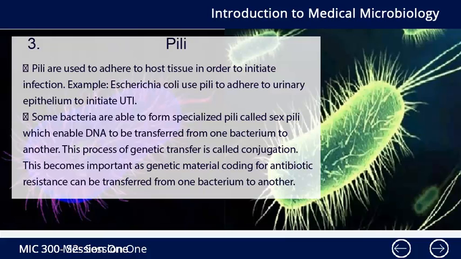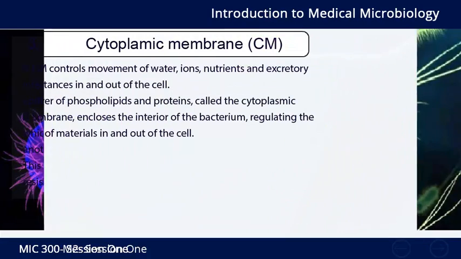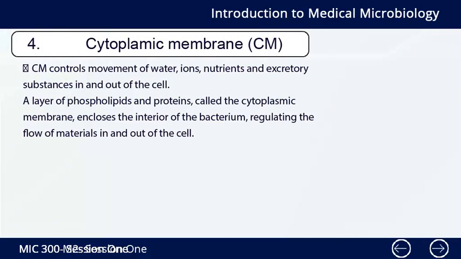3. Pili. Pili is used to adhere to host tissue in order to initiate infection. Example, Escherichia coli use pili to adhere to the urinary epithelium to initiate urinary tract infection. Some bacteria are able to form specialized pili called sex pili, which enable DNA to be transferred from one bacterium to another.